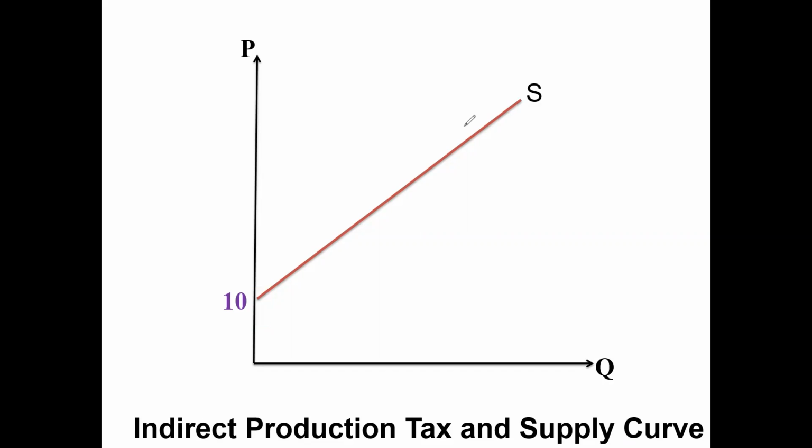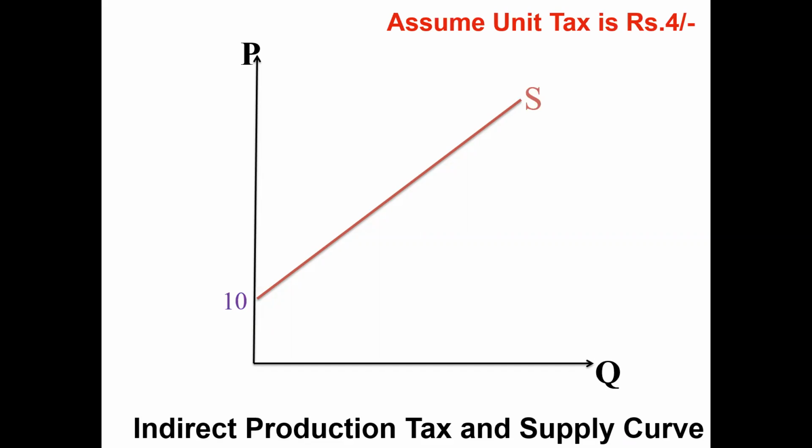Now assume government asks, I want 4 rupees tax. The government says I want a 4 rupee tax, a specific tax. Now think, the seller needs 10 rupees at least. Government needs 4 rupees. Now, does the seller like to sell this product at 10 rupees? No.